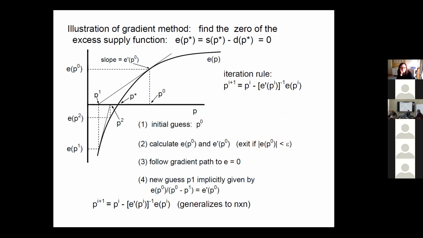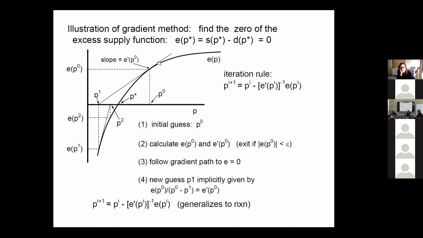We don't know where that is. So basically what a Newton method does is make a guess. We call that first guess P0. Then from P0, it computes E of P0, so it goes up the curve. You note this value, and you also compute the slope at that price. E prime of P is the slope. And then there's an iteration rule that says your next guess is going to be given by this formula.